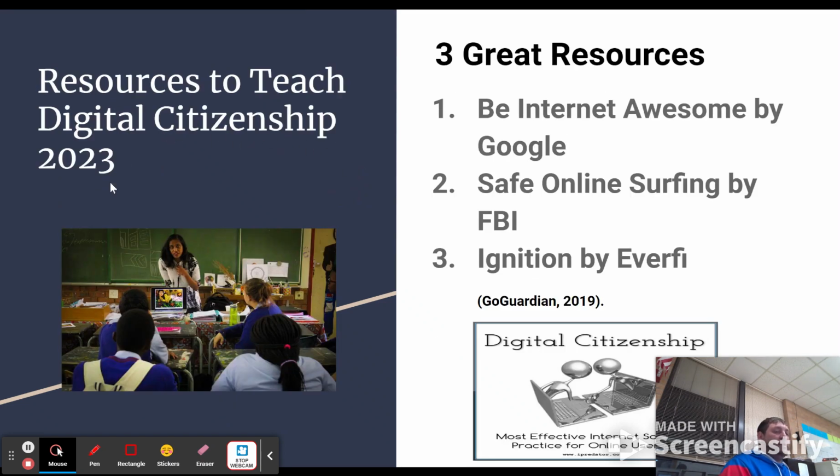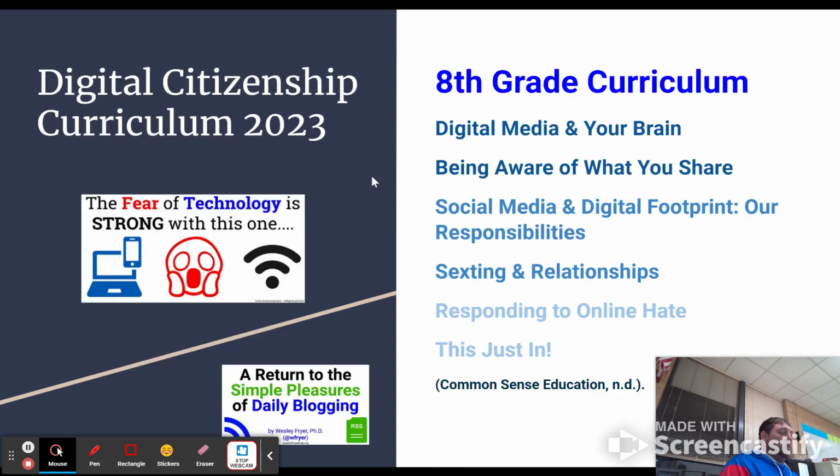Resources to teach digital citizenship. I think there are 3 great resources, and these were provided by GoGuardian in 2019. The resources are Be Internet Awesome by Google. Google presents that. Safe Online Surfing, the FBI actually is in charge of that. And then Ignition by EverFi is also a good resource. So these are 3 great resources to use when you have your kids surfing and using things online.